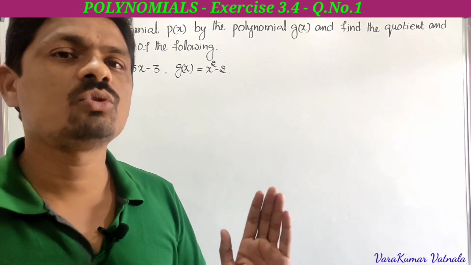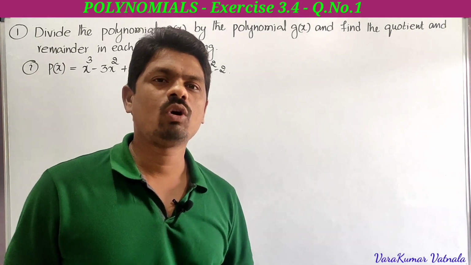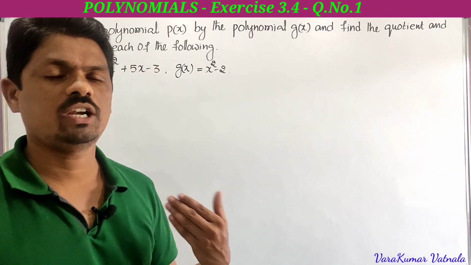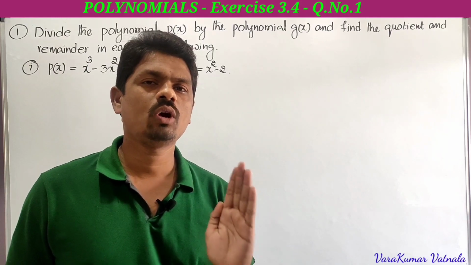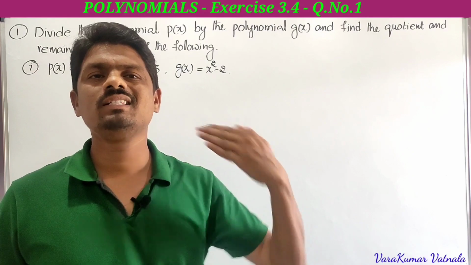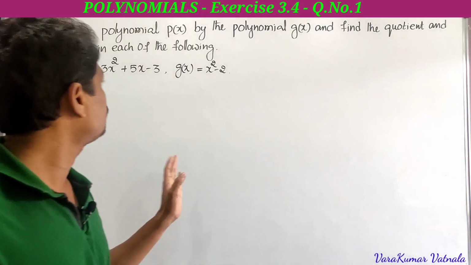So he is asking to divide p of x by g of x. After dividing, we can get the quotient and remainder. Then we have to write the quotient and remainder. So this is a very important problem, student. You have to follow the steps involved in the division, and you can easily do it on your own. So see here how we can divide.